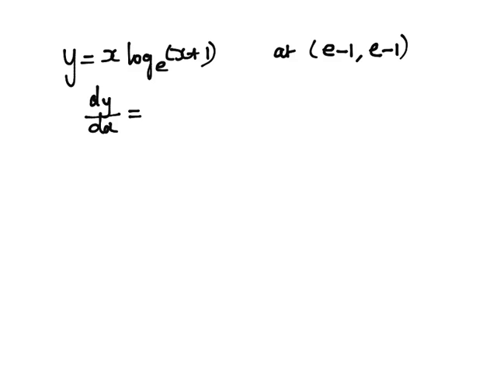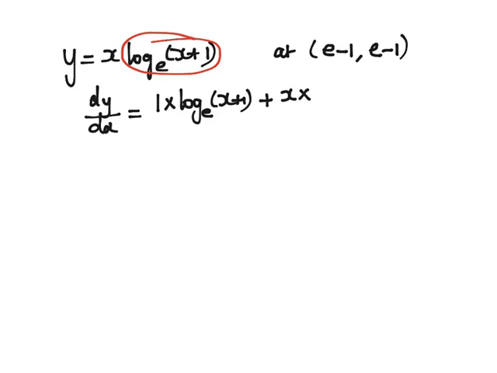So differentiate the first function, which is 1, multiply and keep the second function as it is, which is log of x plus 1 to the base e, plus the second term, keep the first function as it is, x, and differentiate the second function. Now what is the derivative of this? We know that the derivative of log of x to the base e is 1 by x, so here the derivative will be 1 by x plus 1, and I'll multiply that with the derivative of x plus 1, chain rule, so 1.